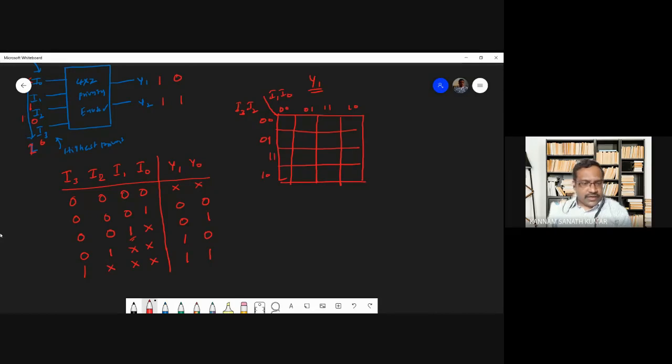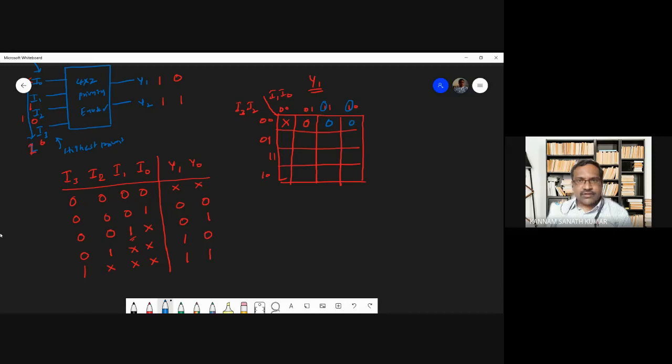Let us consider the first input, when I3, I2, I1, I0 are all zeros. This is don't care. Next, when it is 0 0 0 1, you are having 0. Now when I1 is 1, irrespective of I0, what is the output?